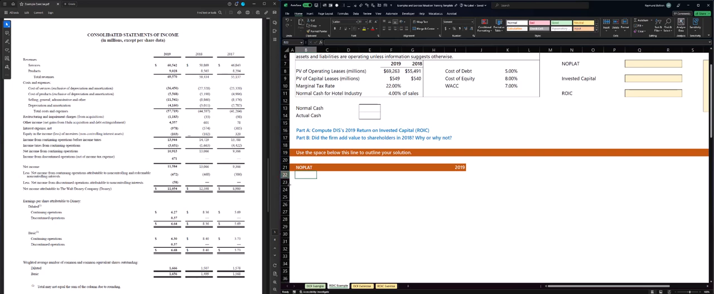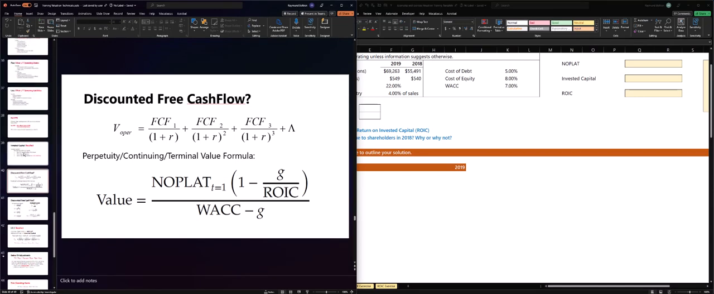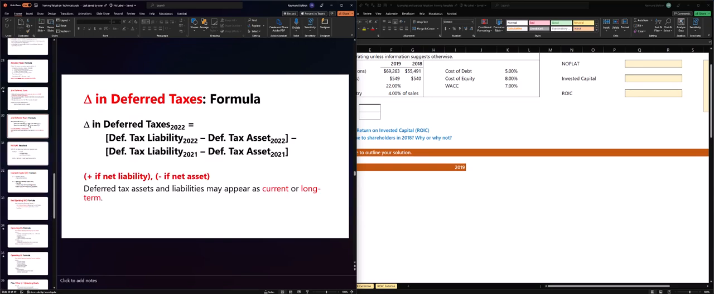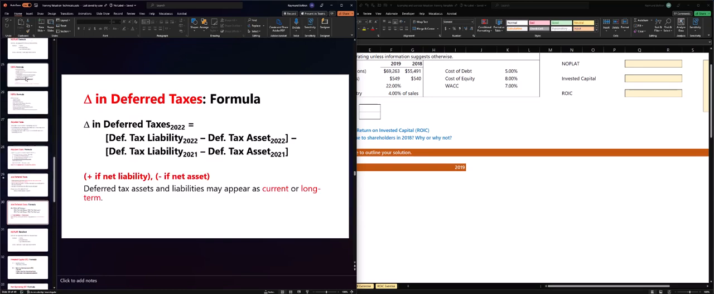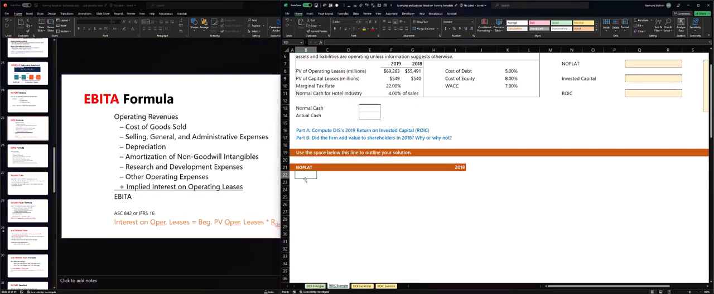All right, we'll start with NOPLAT, and we remember, let's find the NOPLAT formula. Your NOPLAT is equal to EBITDA minus adjusted taxes plus deferred taxes. So we'll start with EBITDA, and you always start with total revenues.